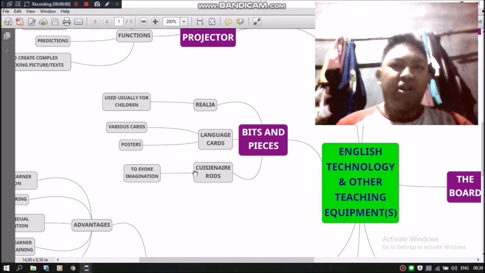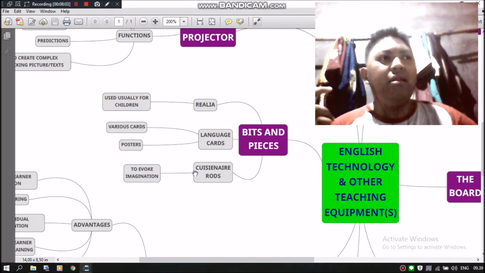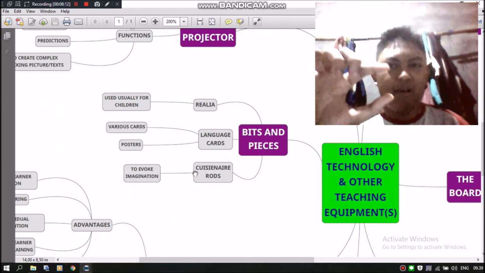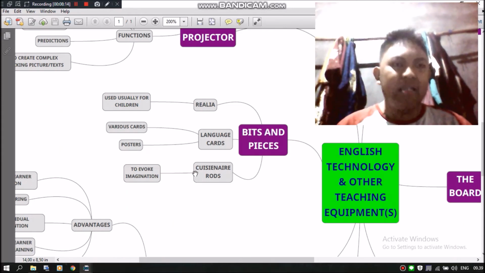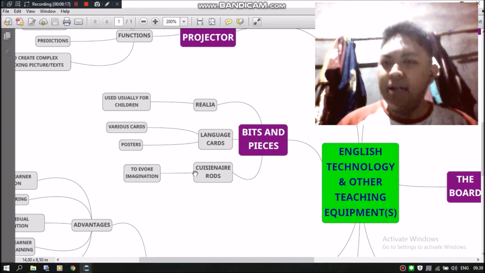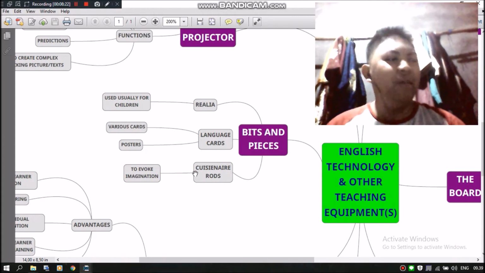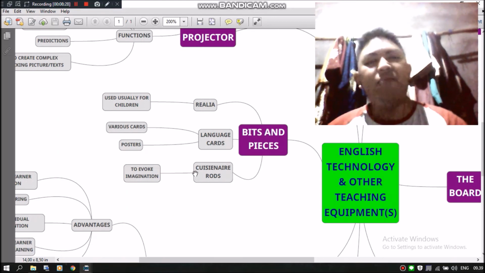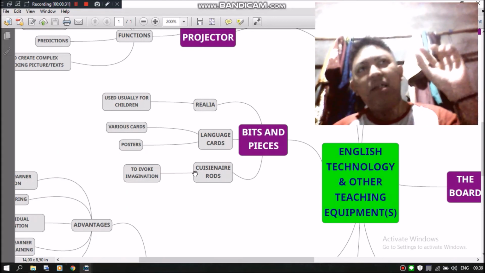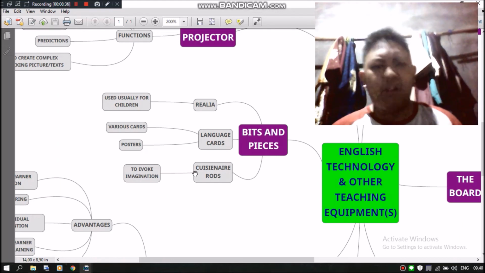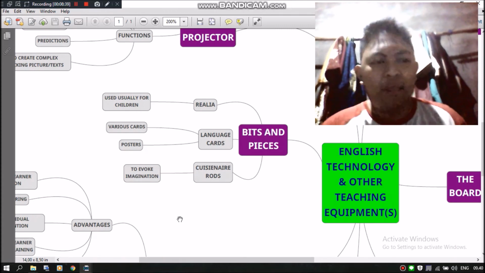For example, we can use questionnaire routes when we want to tell the story of Little Red Riding Hood. We can show them a small red block, and we can tell the students that the small red block is Little Red Riding Hood, and we can find a bigger brown rod, and we can tell them that the bigger one is the wolf. And yeah, we can tell the story using questionnaire routes to evoke imagination of our students.